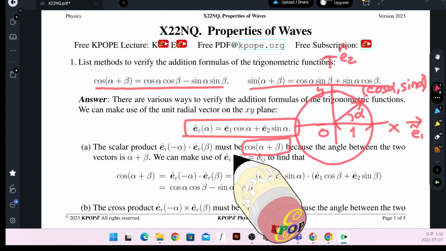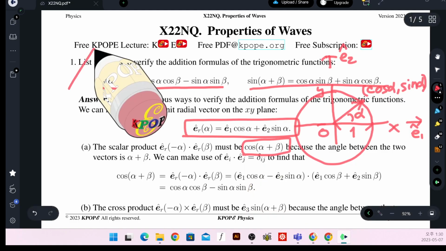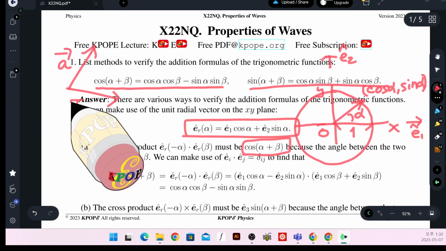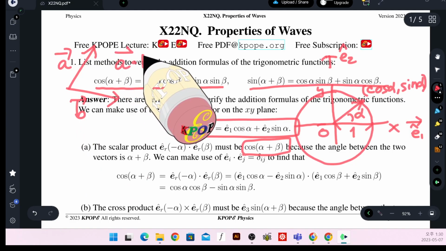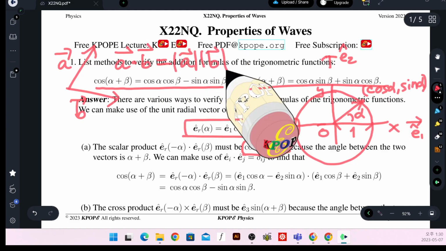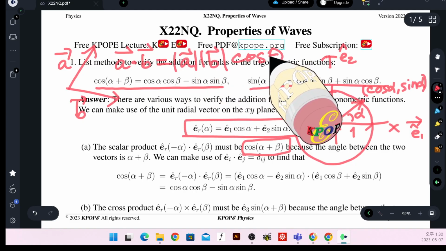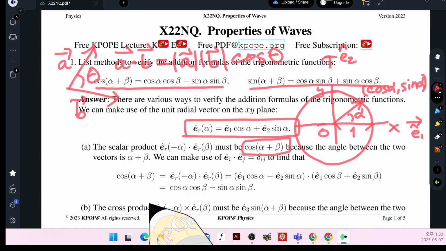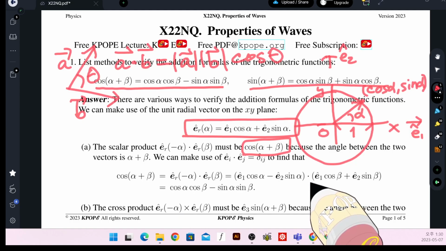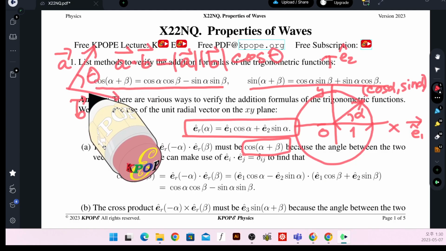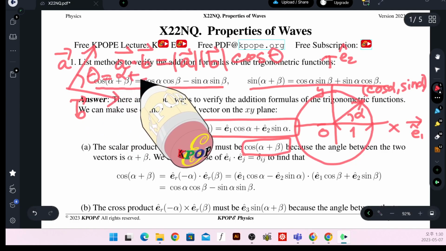Okay, we make use of this to find cosine of alpha plus beta. We remember that the scalar product of two vectors, A dot B, is the product of the magnitudes of A and B and cosine theta, where theta is the angle between the two. So why don't we choose this angle to be alpha plus beta?